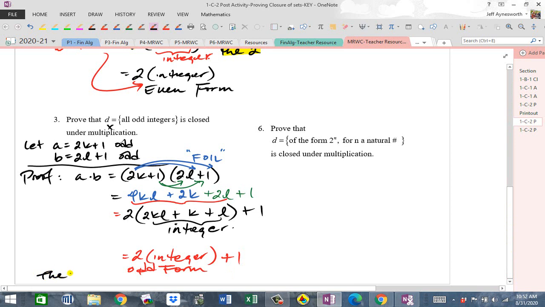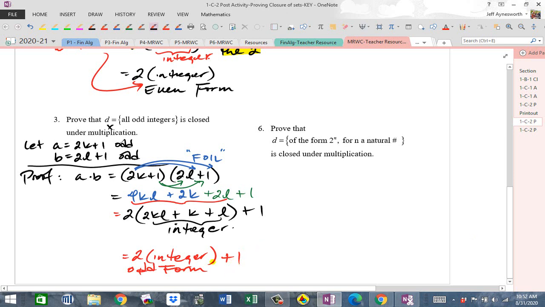Oops, I'm at the bottom of the screen here. It's kind of hard to write. Hang on for a second. Let me try to do this here. Well, anyways, it's an odd form.